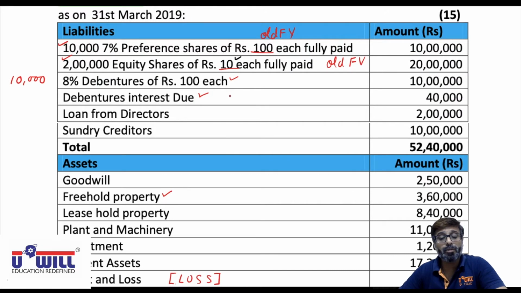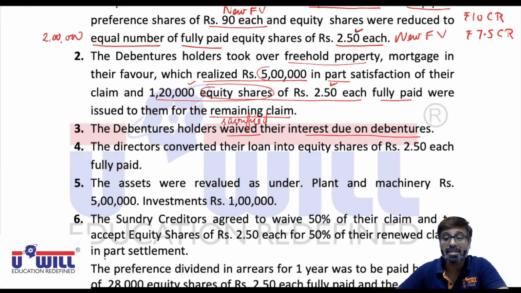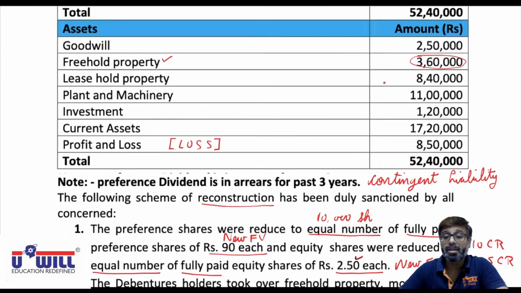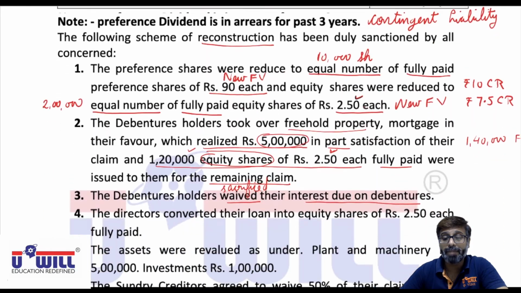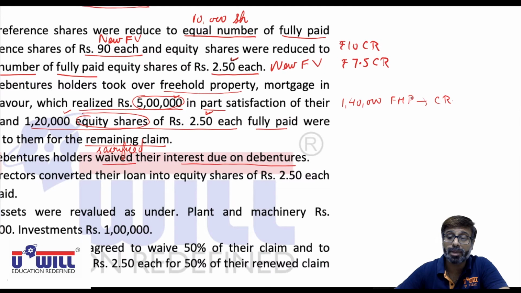I'll tell you in advance what would be the amount of capital reduction. See, a 3,60,000 property is valued at 5 lakhs. So 1,40,000 is the freehold property's profit, which will be transferred to capital reduction. Okay, I repeat, a 3,60,000 property is now valued at 5 lakhs by the debenture holders. They realized 5 lakhs for it. So the freehold property's profit of 1,40,000 will be transferred to capital reduction.